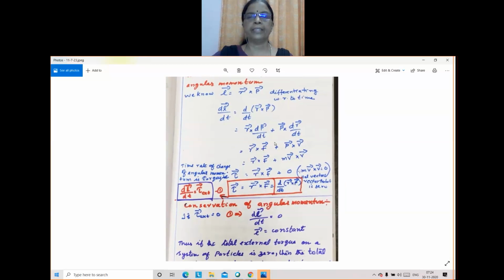Next step. R cross, what is the rate of change of linear momentum? Just now we told, dP by dt, that is force. So R cross vector F, plus vector P cross dR by dt. That also we know. What is dR by dt?